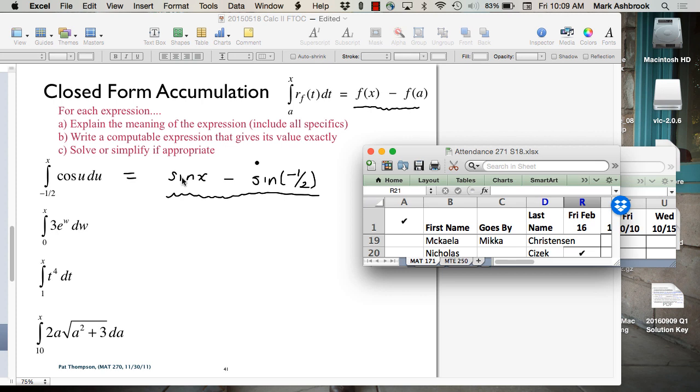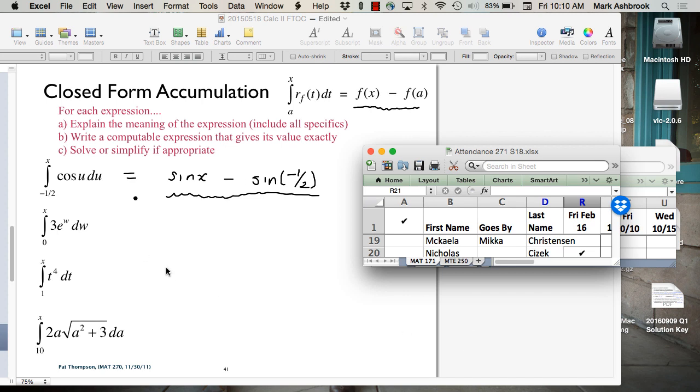Closed form. This is computable now. We can give it values of input, values of x, and we can just crank out the corresponding net accumulation. Whereas this, we'd need technology to do it. Right? So for the same independent values, it gives the exact same dependent values, which is the net accumulation starting from negative 1/2 of a quantity whose rate is cosine x.